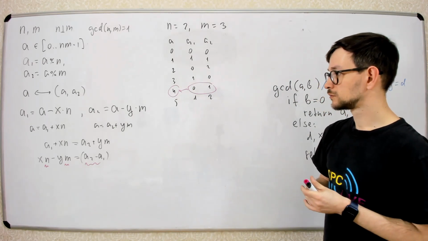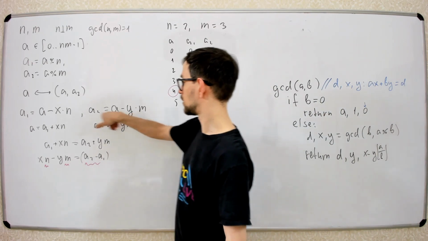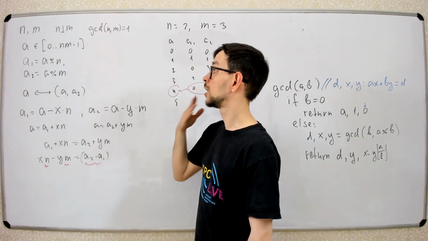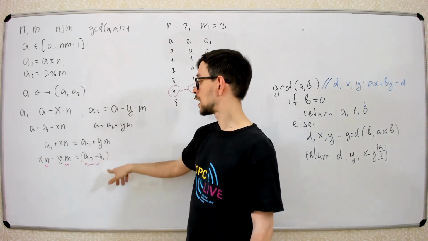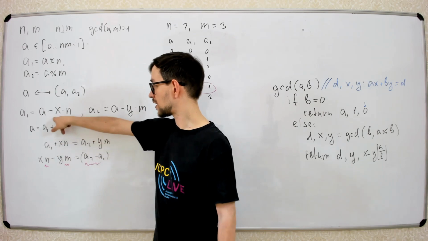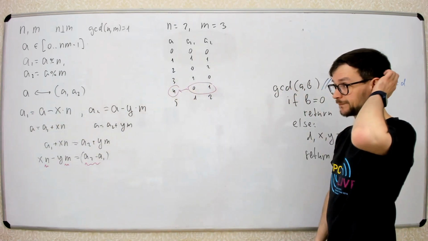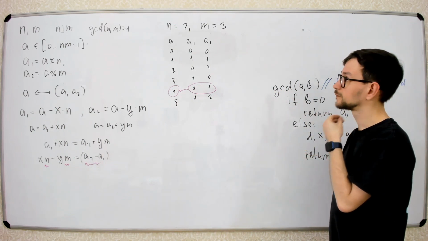That's all. So again, the algorithm works like this. You want to solve this system of equations. How do you do it? You combine them like this, solve the diophantine equation, find numbers x and y, and then find number a from this. Quite easy, actually. That's all.